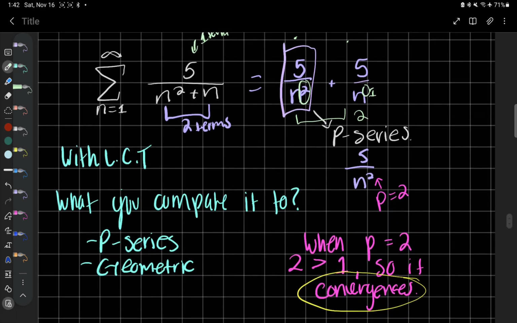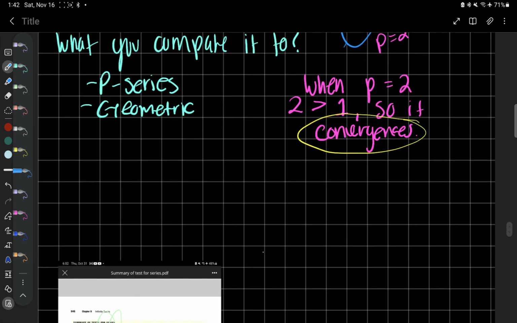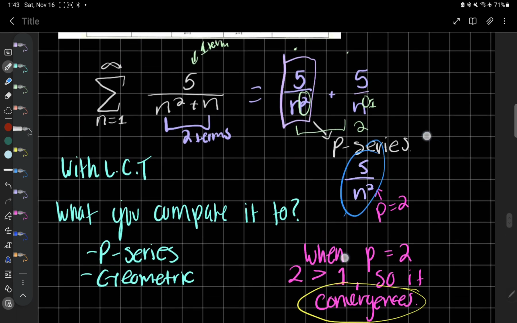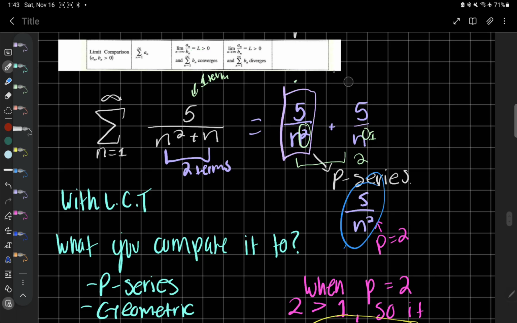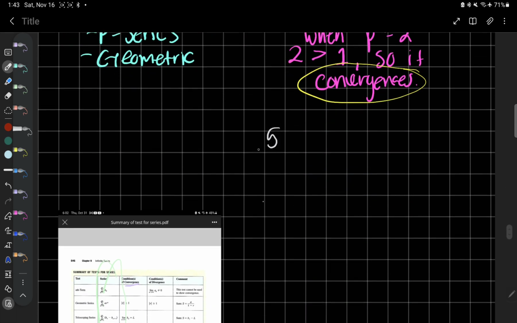But now, we only proved that this converges. We didn't prove that this is related to this. We didn't do that, and that's what we have to do. That is the point of the LCT. That is the main thing. So what I'm going to do is change this 5, and I'm going to tell you why.